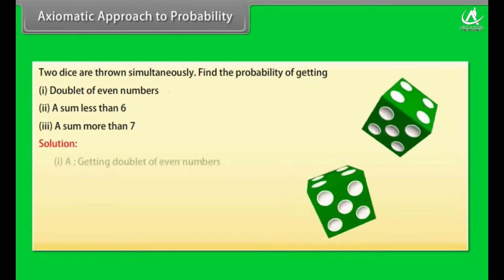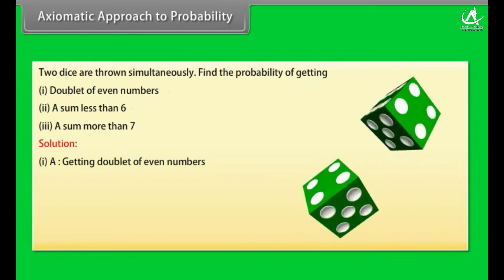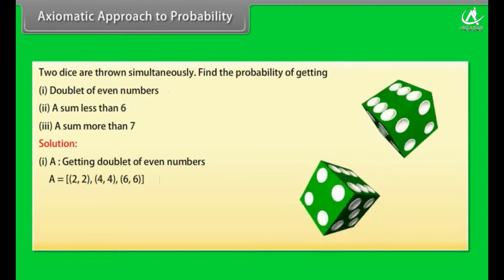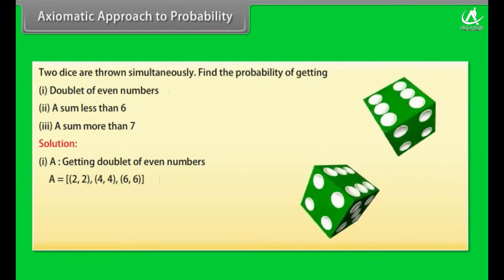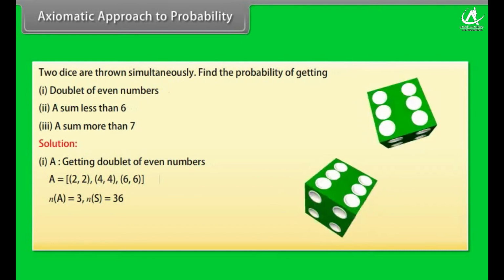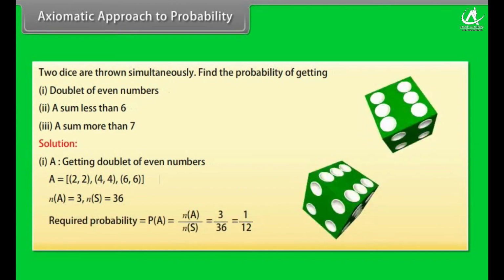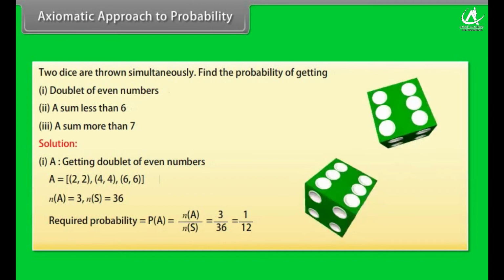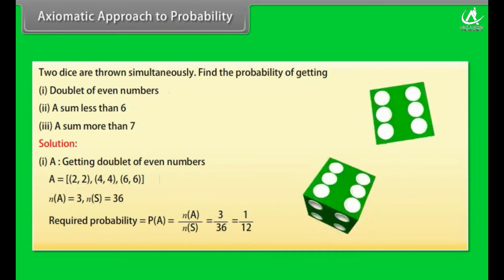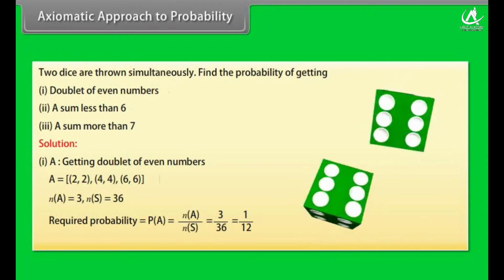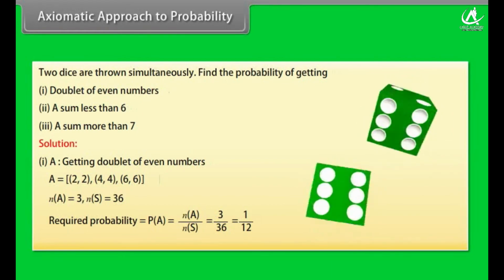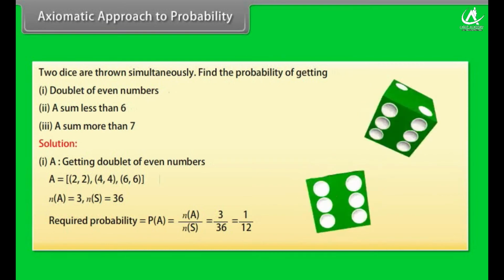Solution. 1. A: getting doublets of even numbers. A is equal to {(2,2), (4,4), (6,6)}. n(A) is equal to 3. n(S) is equal to 36. Required probability is P(A) equal to n(A) divided by n(S) is equal to 3 by 36, which is equal to 1 by 12.